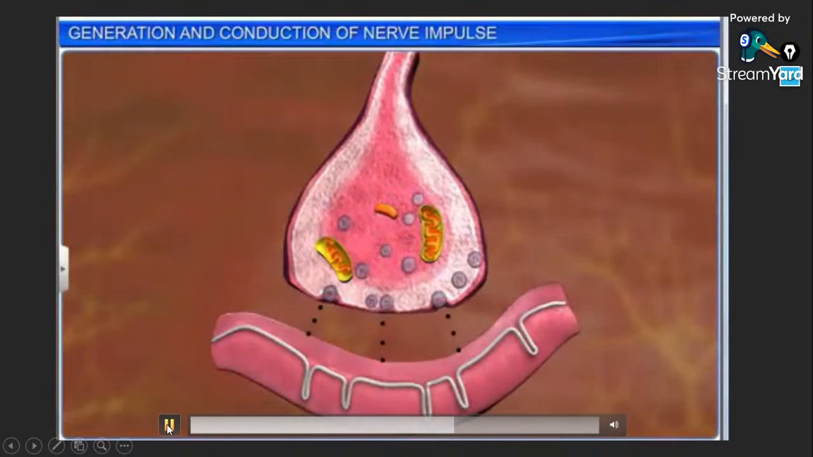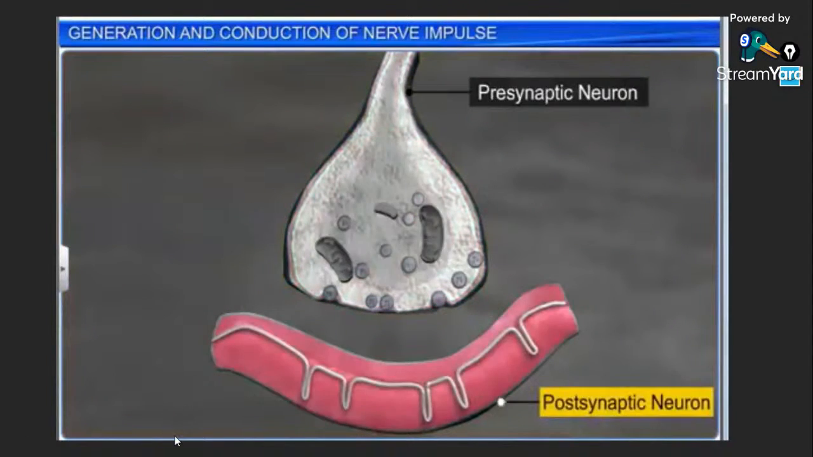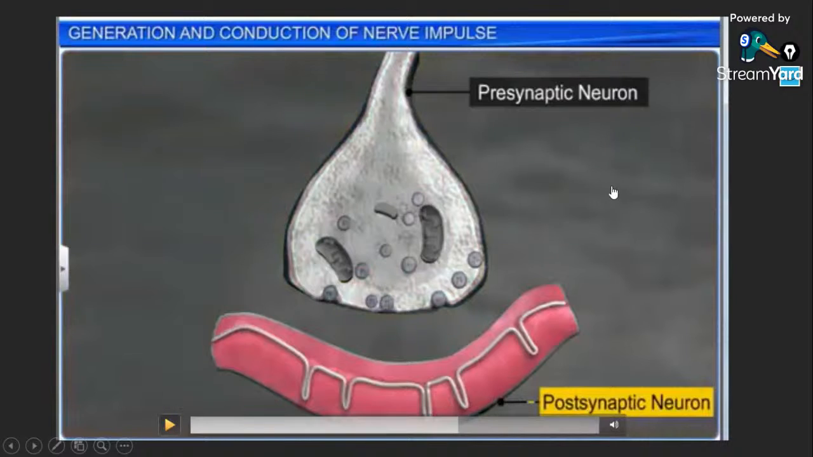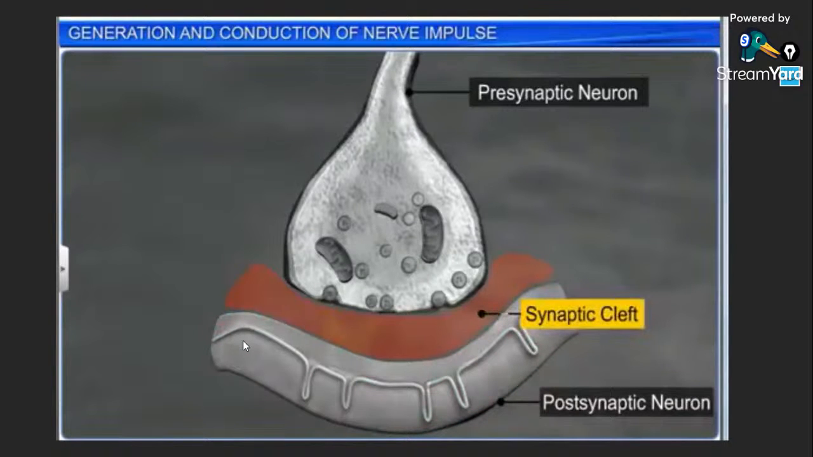A synapse is formed by the membranes of a presynaptic neuron and a postsynaptic neuron. Presynaptic neuron means the end of the first neuron. Post means the beginning of the next neuron. This gap is called the synaptic cleft. The synaptic knob contains acetylcholine, which is a neurotransmitter. The neurons may or may not be separated by a gap called the synaptic cleft.